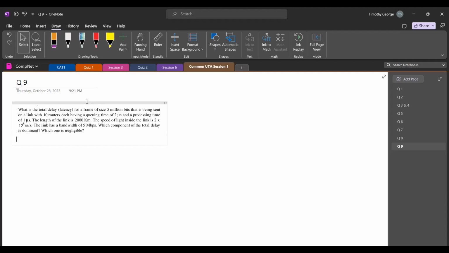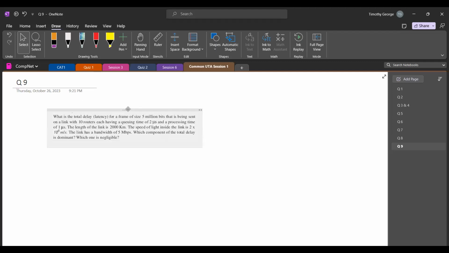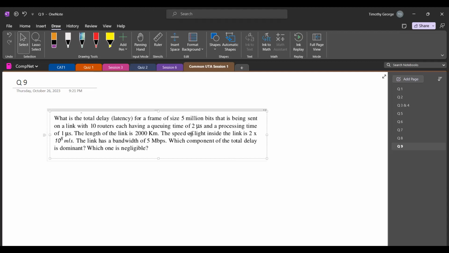Okay, so this is the next question. It's relatively more complicated than the others. It's not very complicated actually, it is simple, but it involves a little bit more formulas than the others.